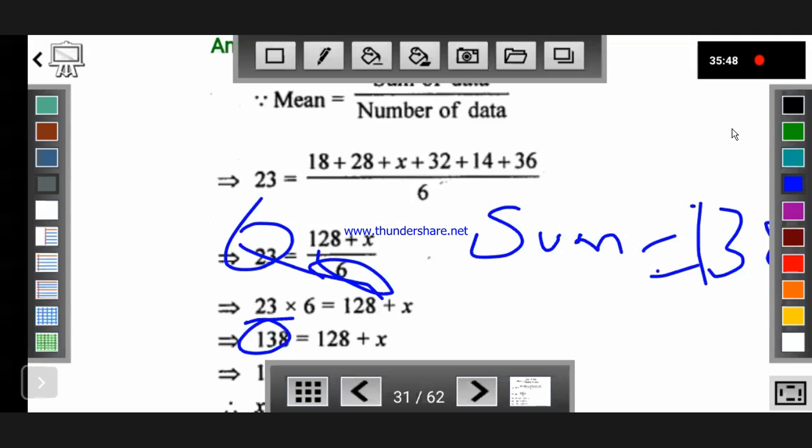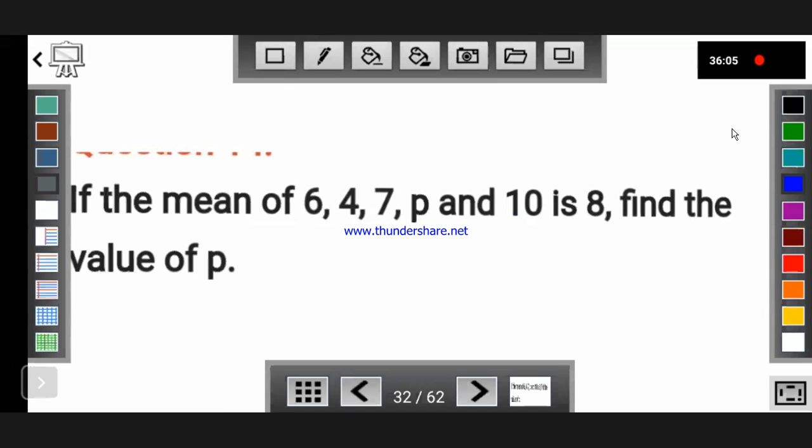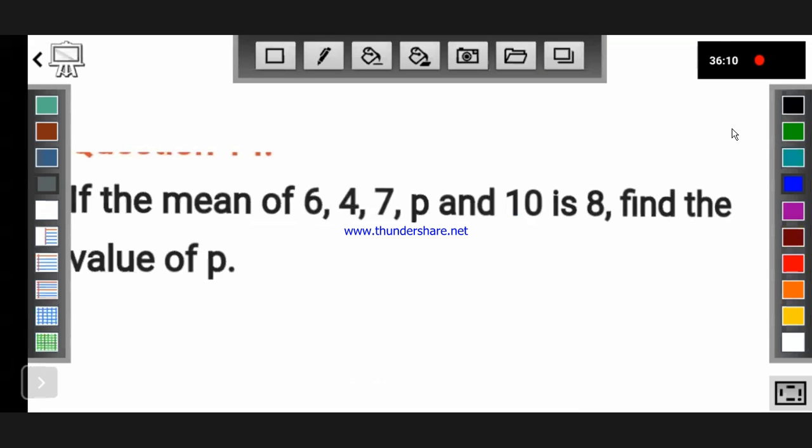Can you get me? Any doubt? Students, are you able to understand my words? Yes, ma'am. Shall I move to the next? Yes, ma'am. Try to calculate by yourself.